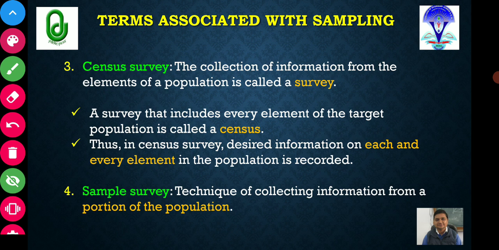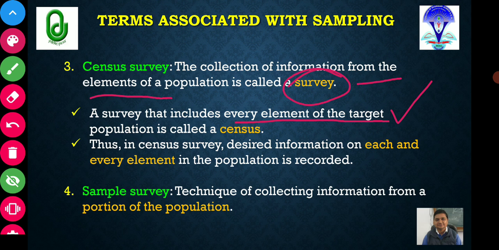Now another term is census survey. What is census survey? You might be aware of the census, the human population census. The census survey is a collection of information from all the elements of the population. When we are collecting information from all the elements of a population, it is called a census survey. A survey includes every element of the target population.